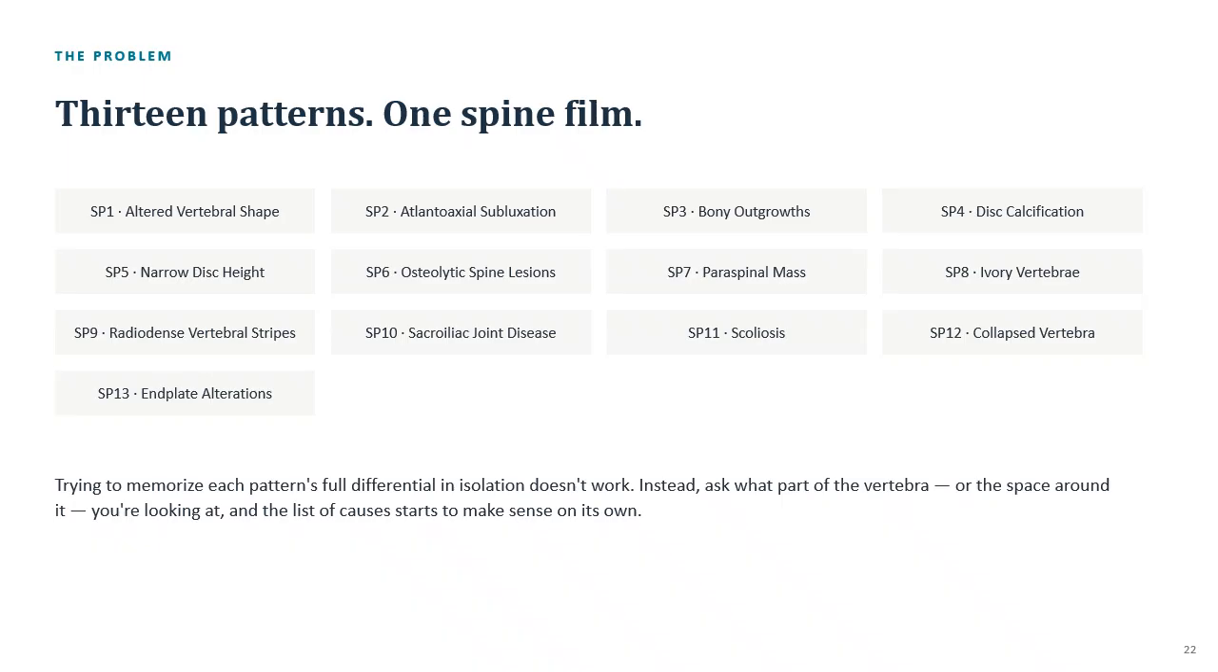So the 13 patterns deal with altered vertebral shape, narrow disc height, radiodense vertebral stripes, end plate alterations, atlantoaxial subluxation, bone outgrowth, scoliosis, osteolytic spine lesions, sacroiliac joint disease, paraspinal mass, disc calcification, ivory vertebrae, and collapsed vertebrae. And if I didn't say it, the last one is scoliosis.